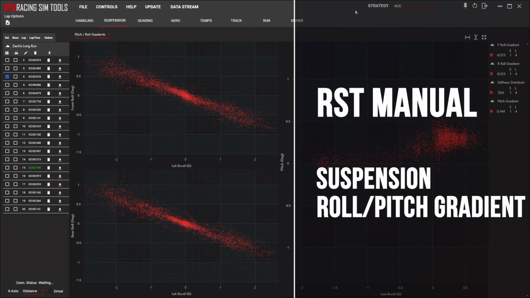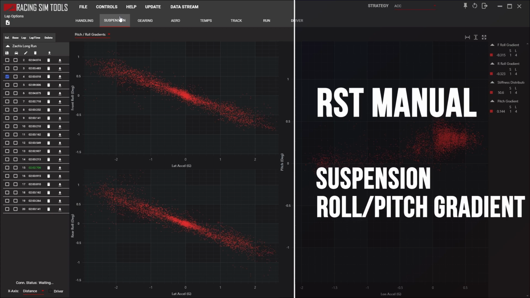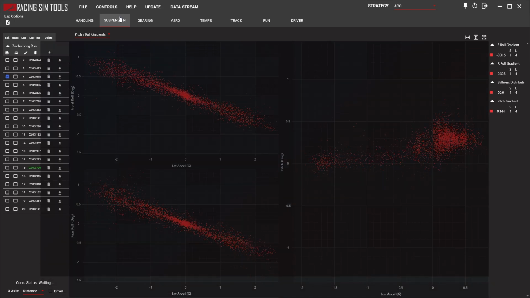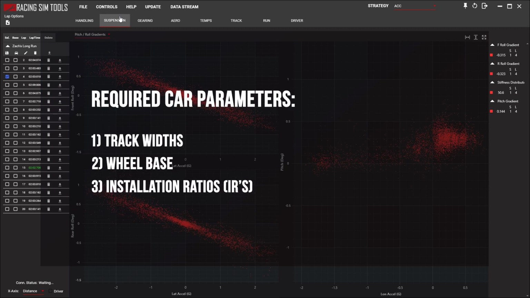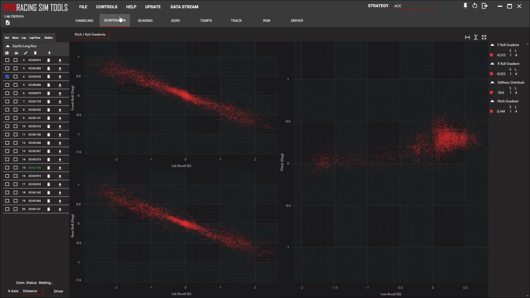The pitch and roll gradients in RST under the suspension tab are a great tool for understanding how stiff the car is both laterally and longitudinally. Before we get into the use cases, let's talk about the required car parameters for these graphs, which are the track width, the wheelbase of the car, and then sometimes for some sims we need the installation ratio, so the IR. But with those car parameters, you'll be able to generate these graphs.